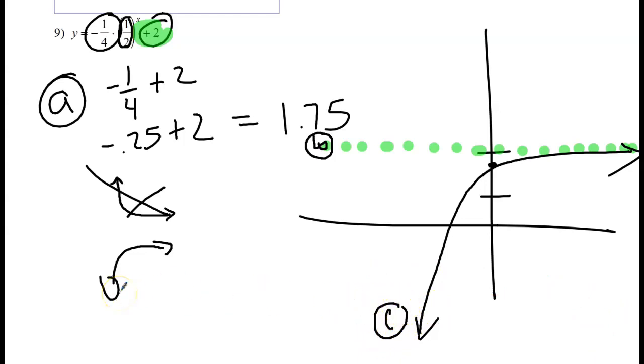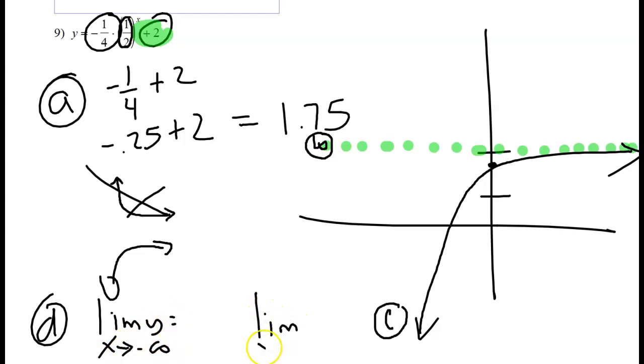And then finally, we're ready for part D. What's happening on the left side? And what's happening on the right side? On the left side of my graph, it's going down, so we're going to put negative infinity. And on the right side, it's getting flat up against that asymptote, which was at 2. There we have it.